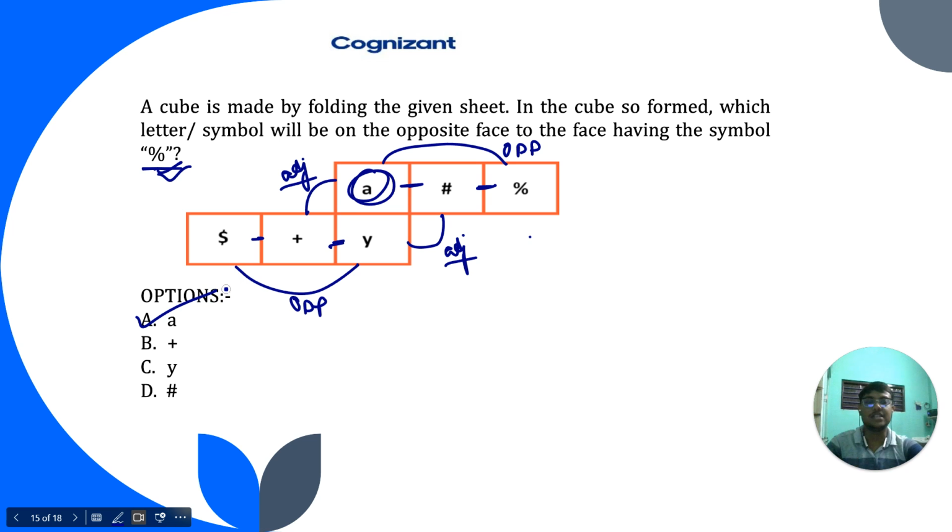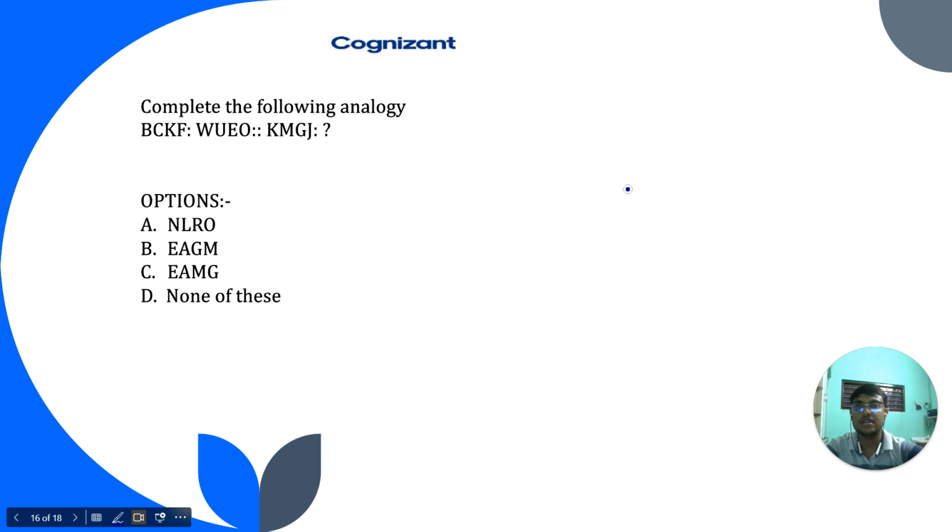It was a pretty simple and very direct question. If you know the logic of how to do this, or which boxes are opposite or which boxes are adjacent to one another in these kinds of diagrams, you can easily solve it. So let's move on to the next question.